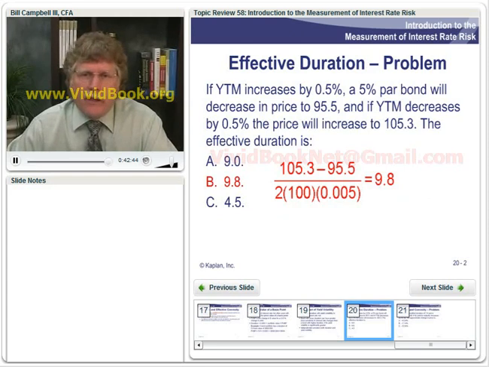You take the price when yields drop, 105.3, minus the price when yields increase, 95.5, divided by today's price, divided by 2, and divided by our change in yield. It's a straightforward calculation, 9.8 years, that's the effective duration.